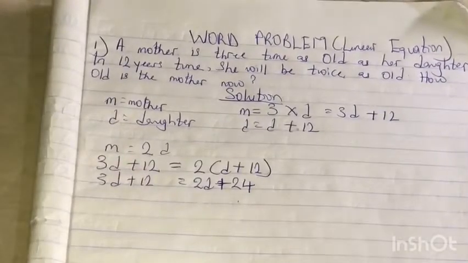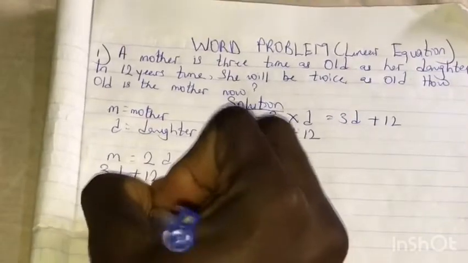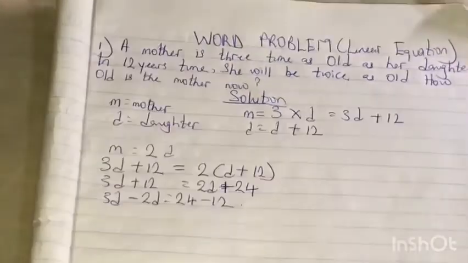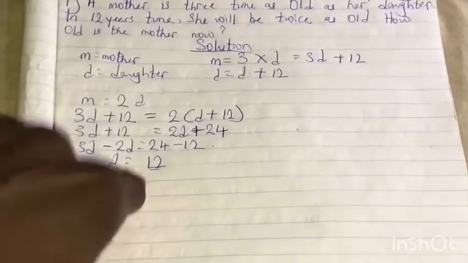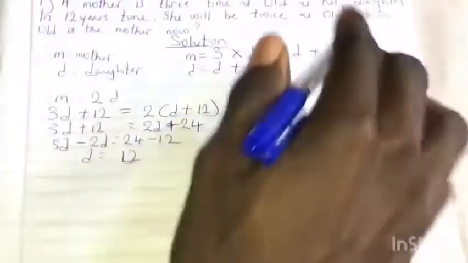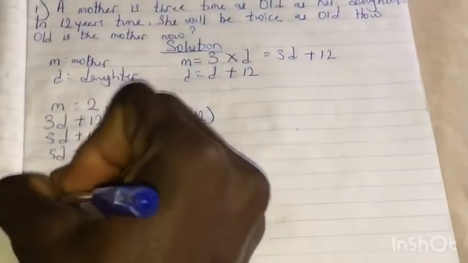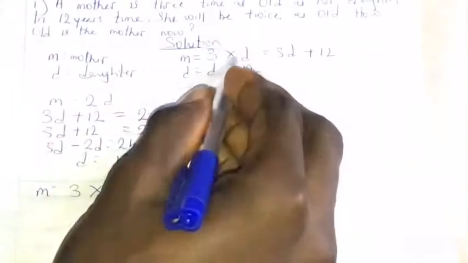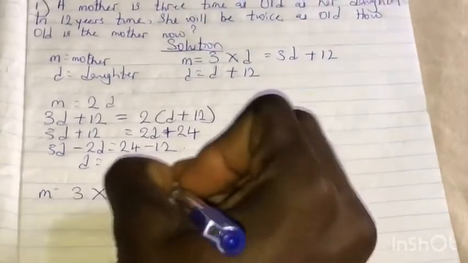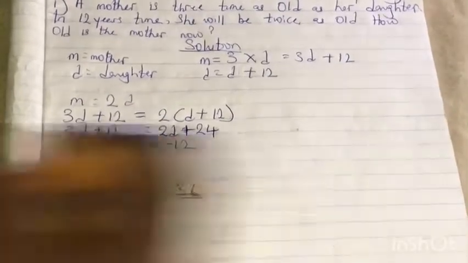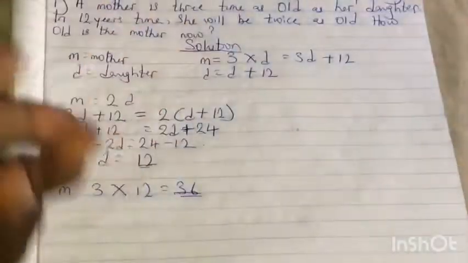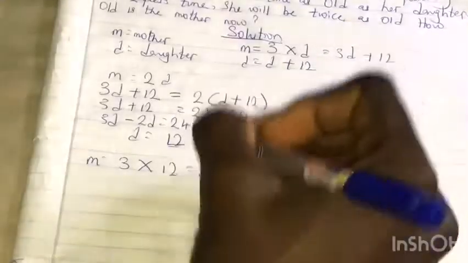You collect like terms, therefore 3D so D is equal to 12. From that you can get our mother's age. So how old is our mother now? This 12 will be excluded. Then our mother's age is 3 times D, and D is 12, therefore our mother is 36. So our mother is 36 years, that's our answer. And if you want to confirm it, 3 times 12 is 36.